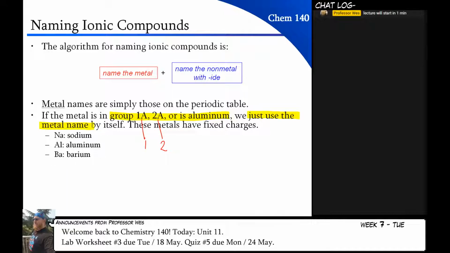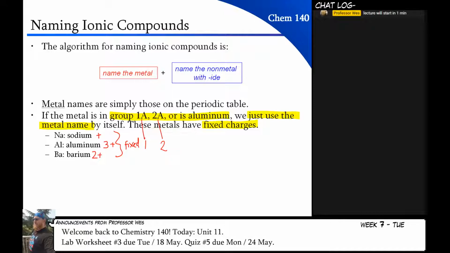The reason that we do that is because these elements have fixed charges. Sodium is always going to be positively charged. Aluminum is always going to be positive 3. Barium is always positive 2. These are fixed. A fixed charge never changes. In every single compound that we will examine, pretty much ever, sodium will always be +1. Aluminum will always be 3+. Barium will always be 2+. Calcium will always be 2+. So on and so forth.